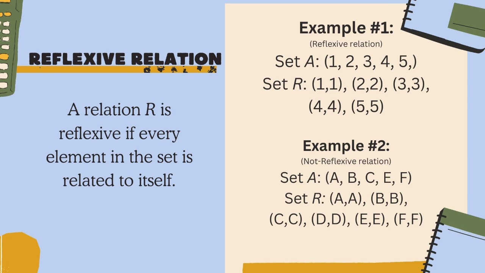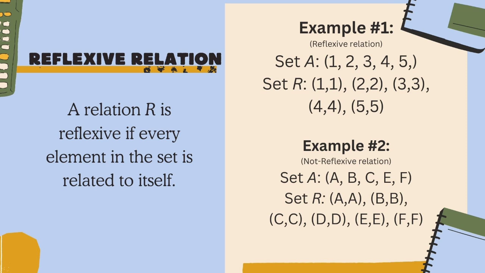Reflexive relation. A relation R is reflexive if every element in the set is related to itself. Example number 1. Set A is composed of 1, 2, 3, 4, 5, while set R is composed of 1 and 1, 2 and 2, 3 and 3, 4 and 4, 5 and 5. Now, this example is a reflexive relation because every element in set A is also an element in set R, and every element in set R is also an element in set A.